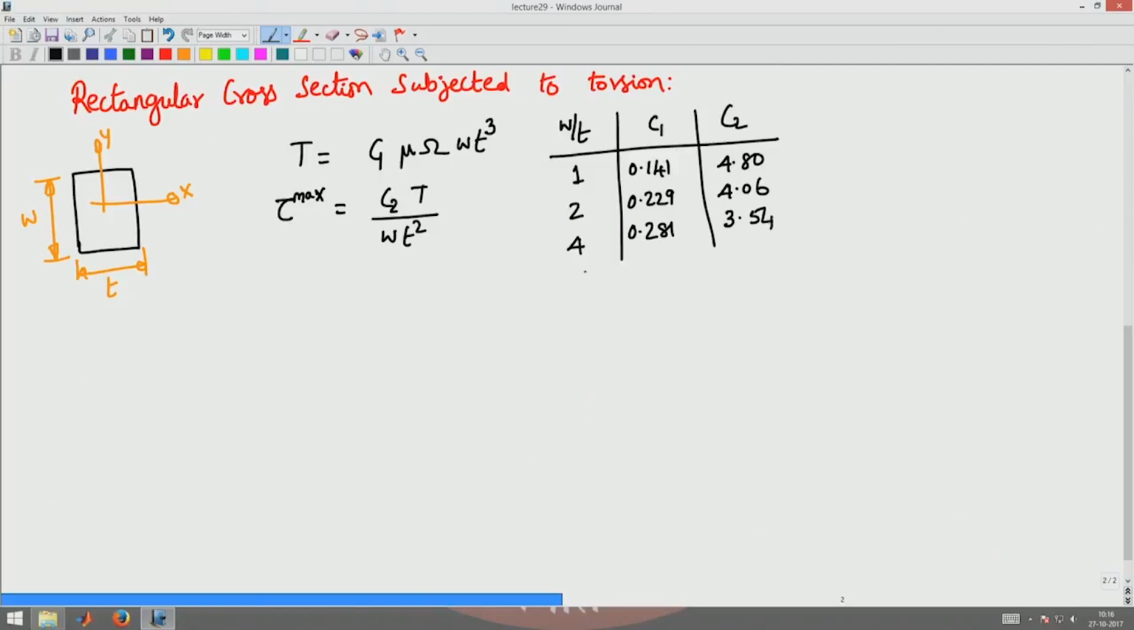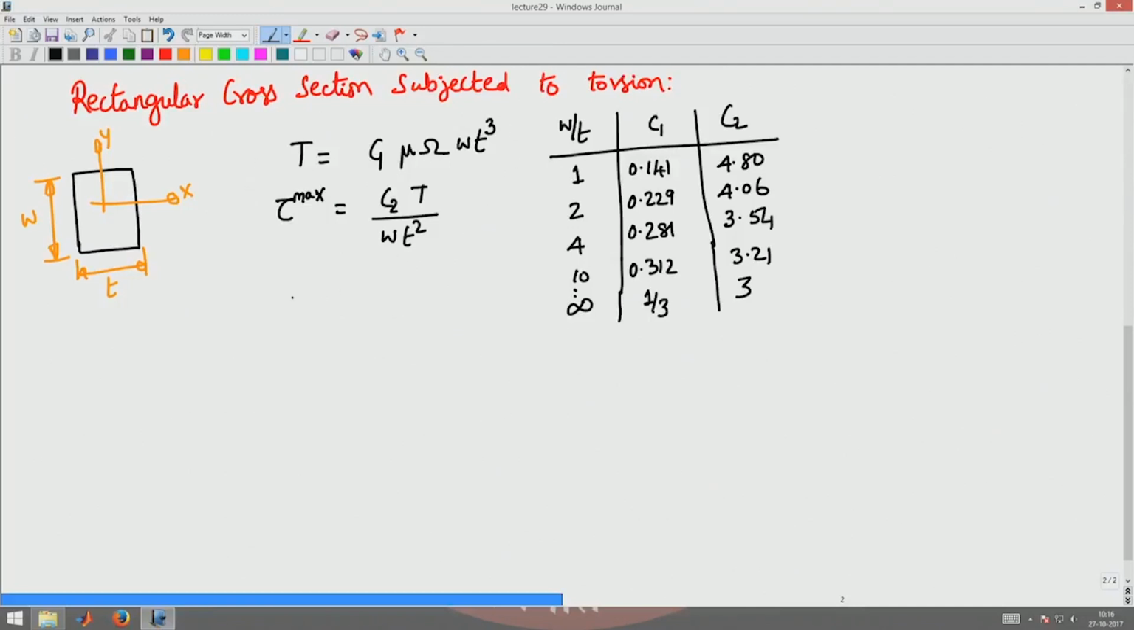If it is 10, it is 0.312 and 3.21. In particular, if it is infinity, this goes to 1 by 3 and this is 3. Okay. So, now from this expression we will estimate the torque for a given rectangular cross section of a particular dimension to be evaluated by this expression.